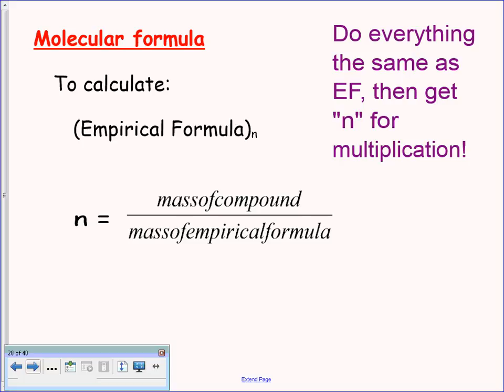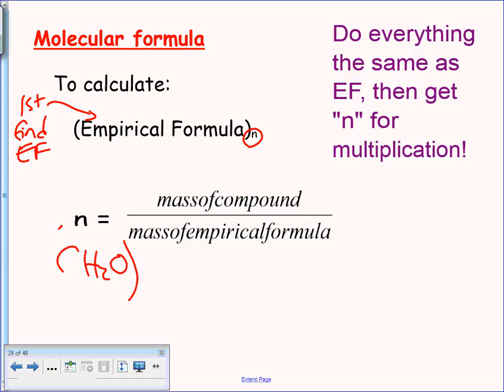And remember, you may have noticed this previously, but in order to get to N, which is used to find the molecular formula, the very first thing you do is find the EF, because you cannot find the MF until you find the EF. You cannot find the molecular formula until you know the empirical formula. It's just how it is. And that's because, like previously, we had CH2O. We multiplied by 6. That 6 is a multiplier that goes inside to every subscript here to get C6H12O6.